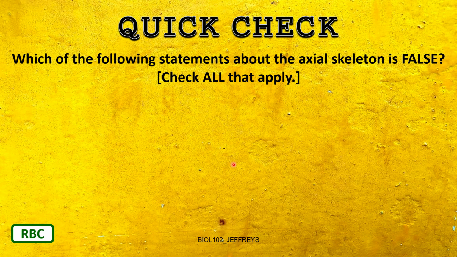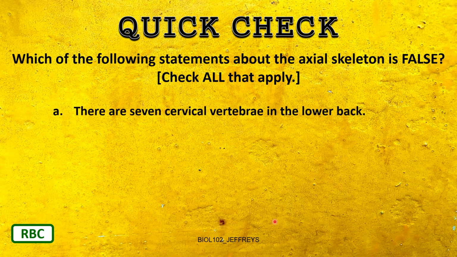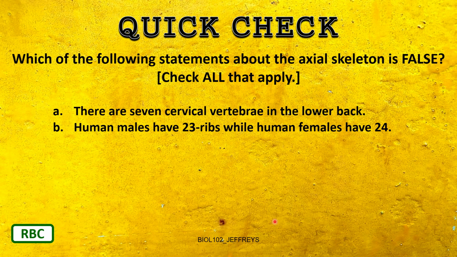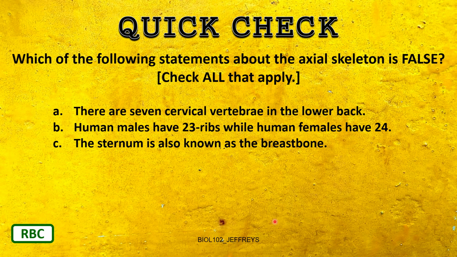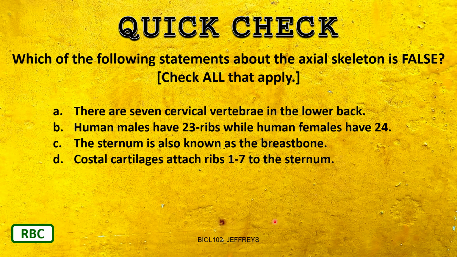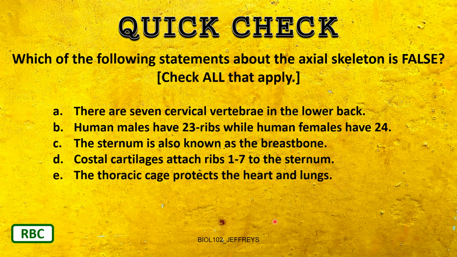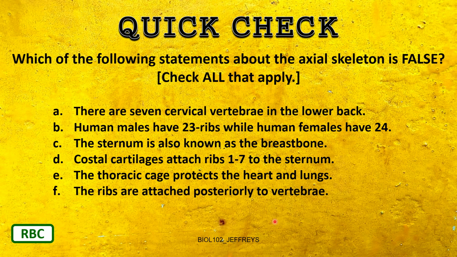And time for a quick check. So which of the following statements about the axial skeleton is false? Check all that apply. There are 7 cervical vertebrae in the lower back. Human males have 24 ribs, while human females have 23. Sternum is also known as the breastbone. Costal cartilages attach ribs 1 through 7 to the sternum. The thoracic cage protects the heart and lungs. The ribs are attached posteriorly to vertebrae.